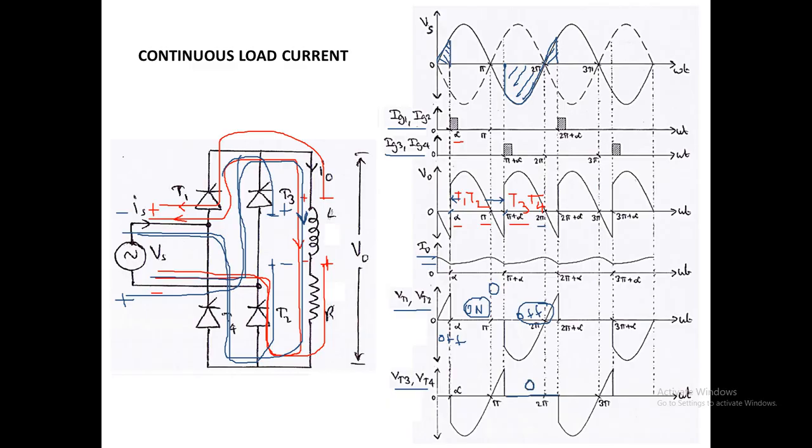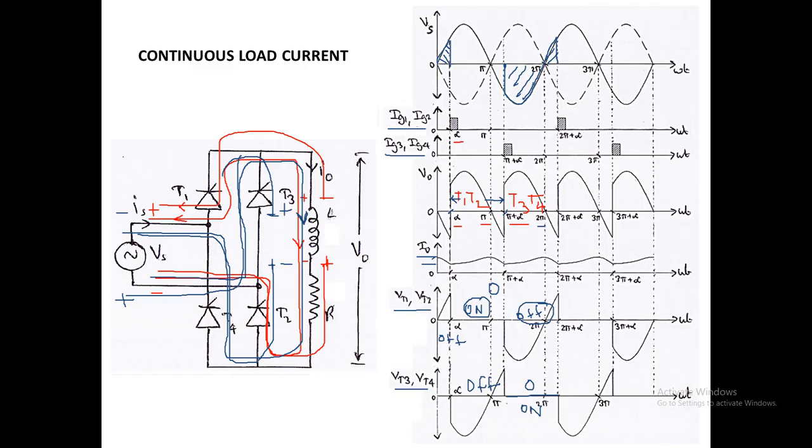So here the voltage will be 0, and from alpha to pi plus alpha, T1 and T2 are already conducting. So here T3 and T4 are in the off condition. This is the on time of T3 and T4 from alpha to pi plus alpha, and from pi plus alpha to 2 pi plus alpha it will be 0 since it is conducting.